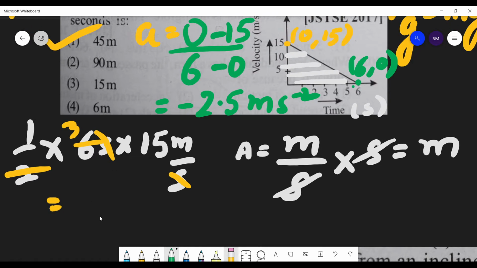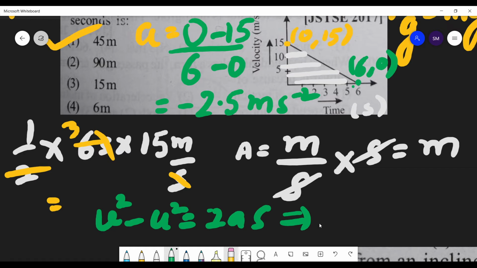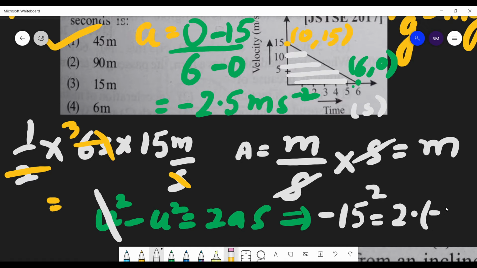You can find it with any of the two formulas. V square minus U square is equal to 2AS, that is also okay. So find S using this formula. Final velocity is 0, right? And U, the initial velocity, is 15. So minus 15 square is equal to 2 into A, which is minus 2.5, into S. The negatives cancel out, multiplying both sides by minus 1.